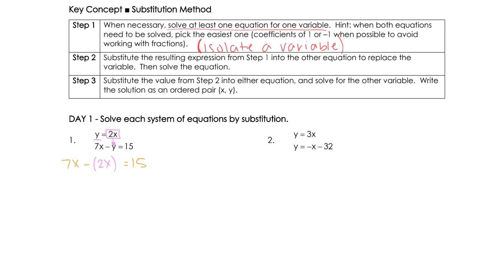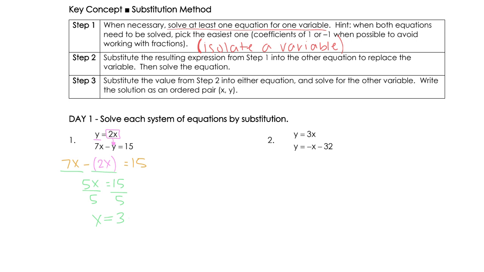So once I actually substitute that expression in for y, I'm going to go ahead and start solving. So I see that I can go ahead and combine my like terms. So I have 7x minus 2x would give me a 5x equals 15. Divide both sides by 5, and I get x equals 3. Once you do that, we need to go to step 3 now. Step 3 says substitute the value from step 2 into either equation and solve for the other variable.